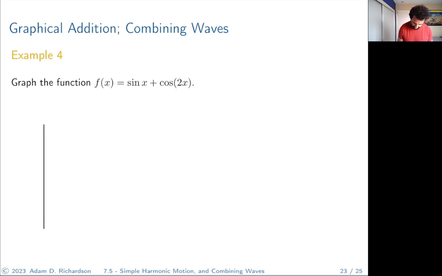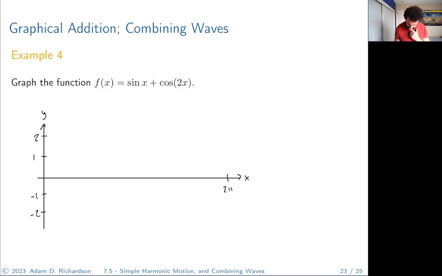axes. I'm just going to do one period. Here we go. Give myself some space. So we'll say this is x, this is y. I'll set this to be 1. Or actually, I'm going to need some more space. So I'll set that to be 2, that to be 1, -1, -2. Okay, and then I'll put 2 pi way out here.